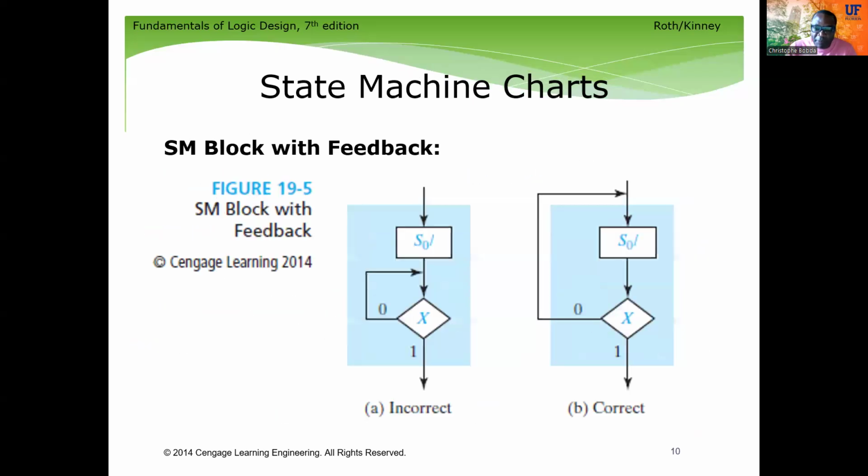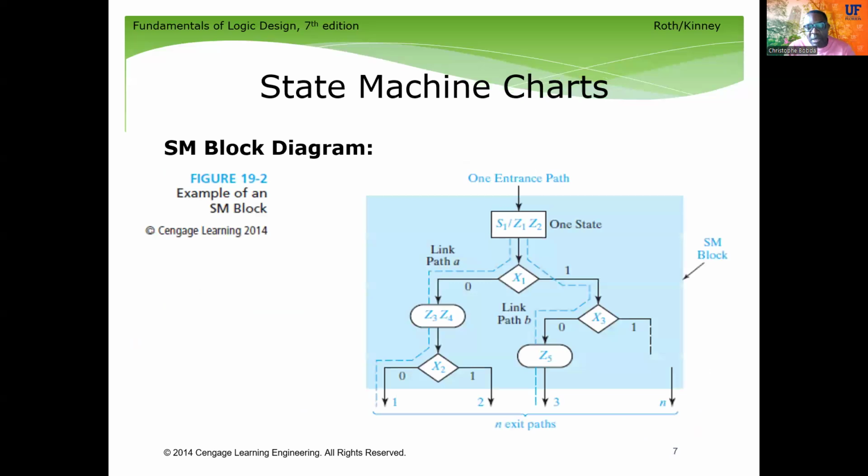So how do we build finite state machines? How do we build this type of algorithmic state machine? In the literature, we're told that we build it from an SM block. This SM block is usually a block with one entry path here and then multiple output paths. That's the definition that we're providing here. And then from here, we can build our algorithmic state machine.